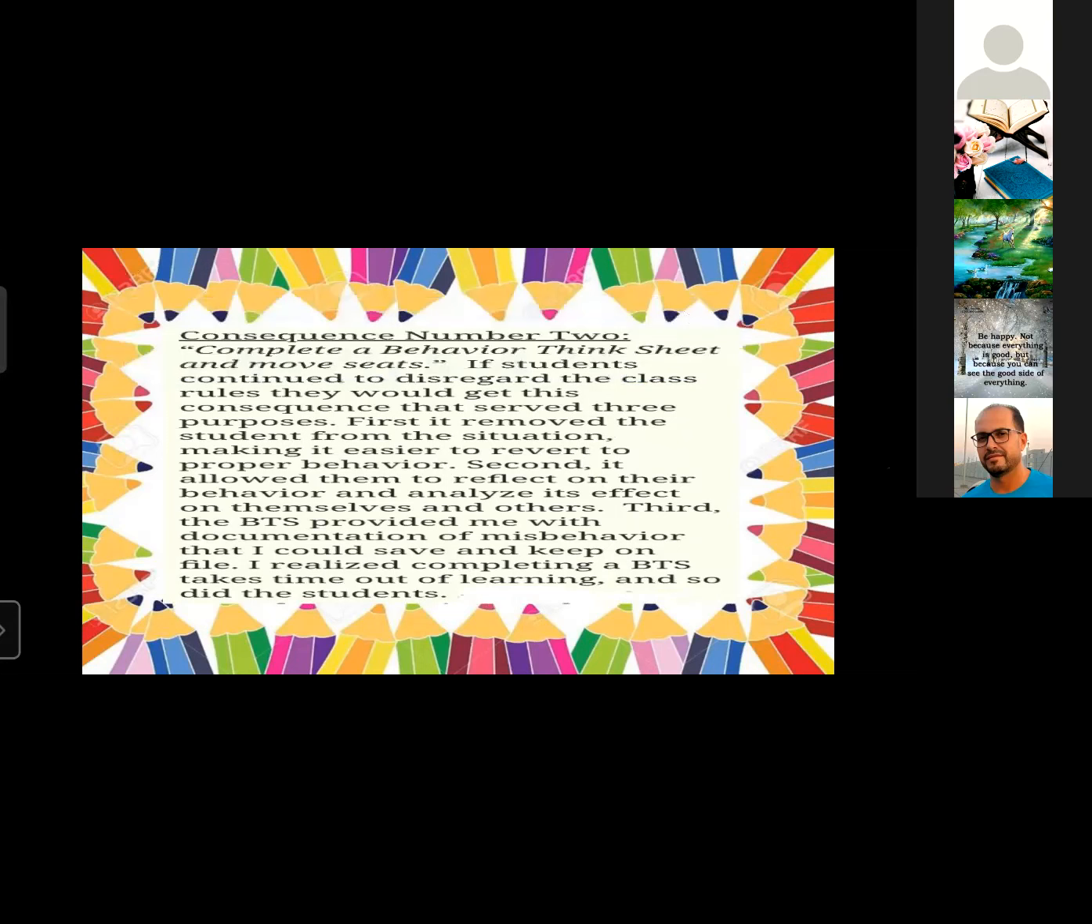We can complete a behavior think sheet and move seats to be sure that students respect their peers and respect the others. We can change the places from time to time, because when they sit together and they become friends, they will be like a gang. They will annoy their friends if they sit together all the time. So to avoid this, we can complete a behavior think sheet and move seats from time to time.